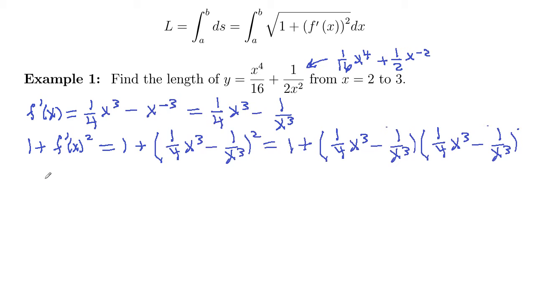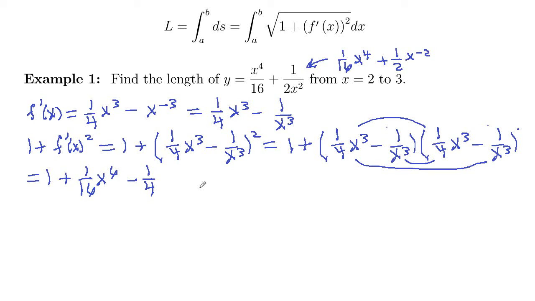So we want to FOIL that out. So this would be 1 plus. So let's see here. First terms, 1/16 x to the 6th. Remember, when you multiply, you add exponents. Outer terms, 1/4 x cubed, and then this is really x to the negative 3, or x cubed times 1 over x cubed. The x cubes will cancel, right? So that's just going to be a minus 1/4. Inner terms, same thing. The x cubes will cancel, minus 1/4.